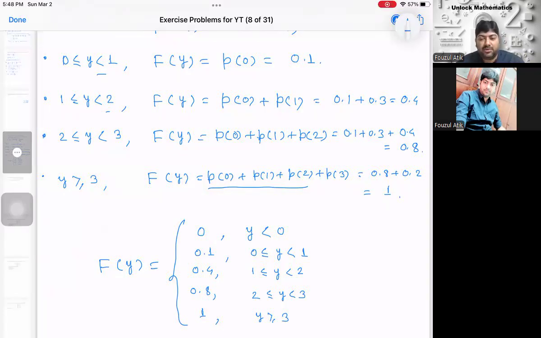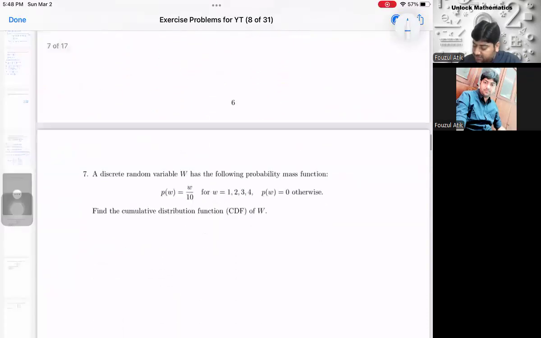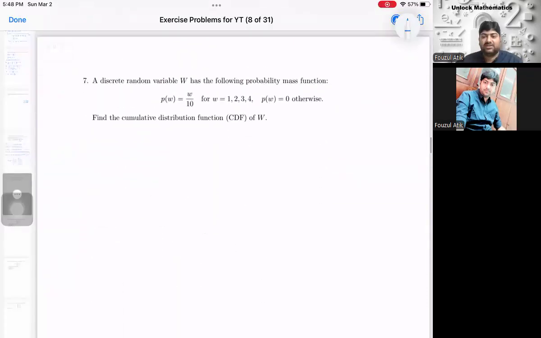So this is an example where the probability mass function is given and you find its cumulative distribution function. Clear? Okay. Let me move to the next question. This is again a similar type of question, where your probability mass function is given and you have to find the cumulative distribution function for the random variable W. So I hope you can easily do it.